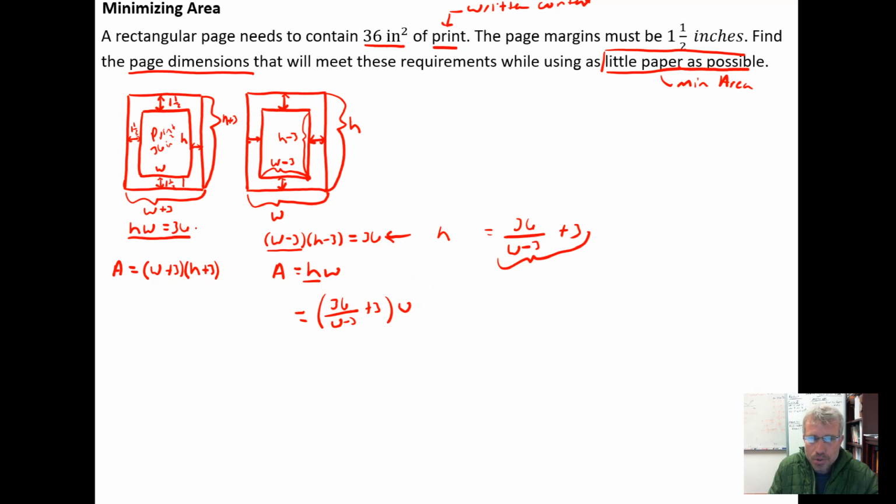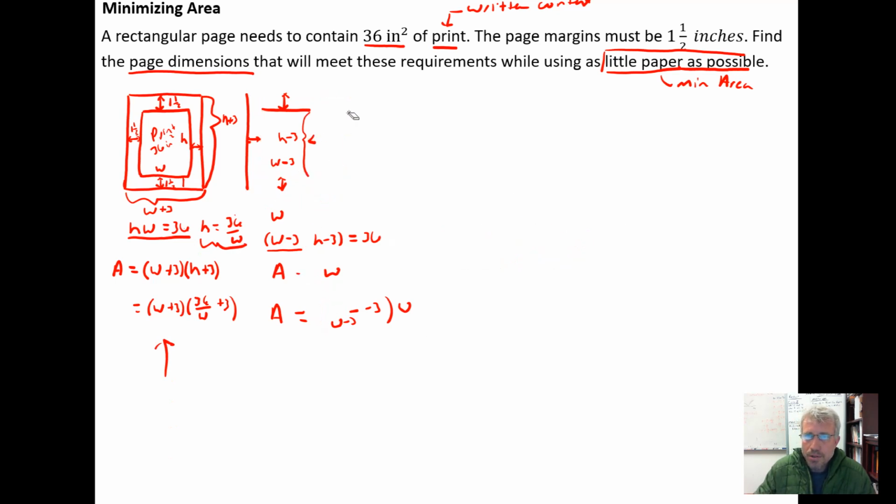Whereas here, if you solve for height, you get h equals 36 over w. So your model winds up looking like this: width plus 3 times 36 over w plus 3. And so you're either going to be working with this model or this model, and you really need to decide for yourself which of the two models you think is going to be easier to work with. In general, I like working with this model because I like using this simple substitution here.